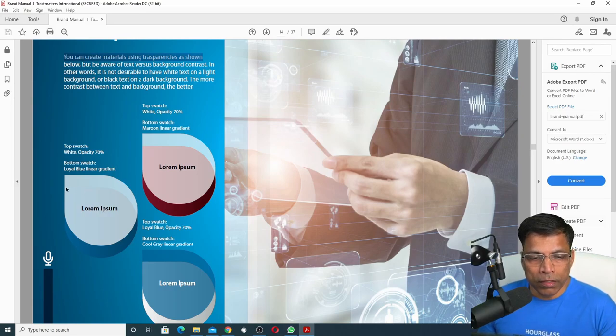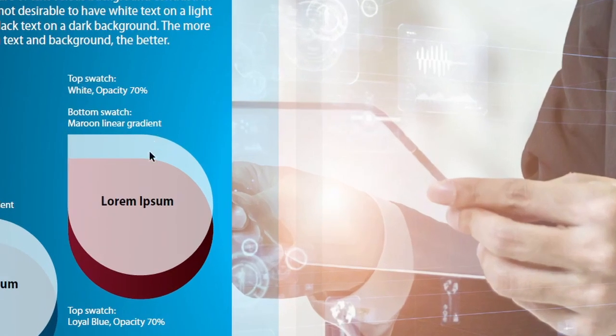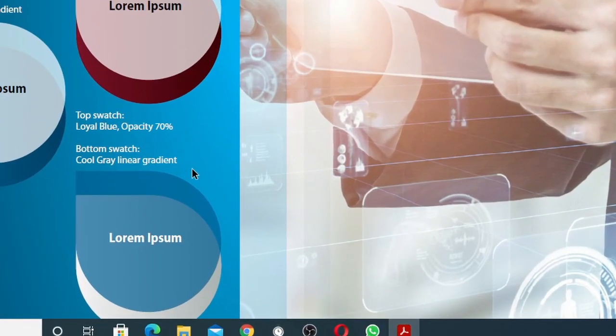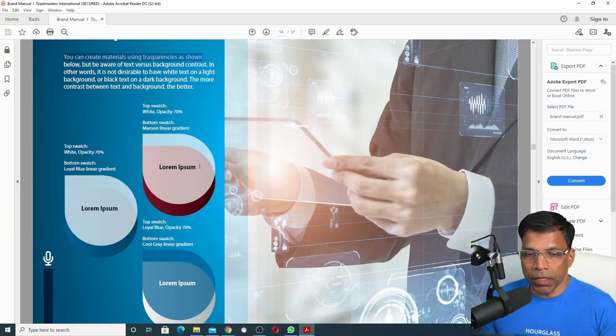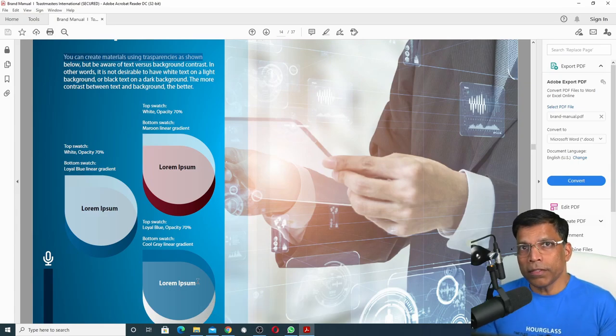In all cases, the transparency is made up of two elements. The bottom element is made up of a gradient, for example, a loyal blue linear gradient, a maroon gradient, the cool gray linear gradient. The top element is made up of a contrasting solid color. When the gradient is of a darker color, as in the case of blue and maroon, the top color is white. But when the gradient is made up of a lighter color, which is the cool gray, the top color is the loyal blue. Let's see how we can use this in an actual design using Canva.